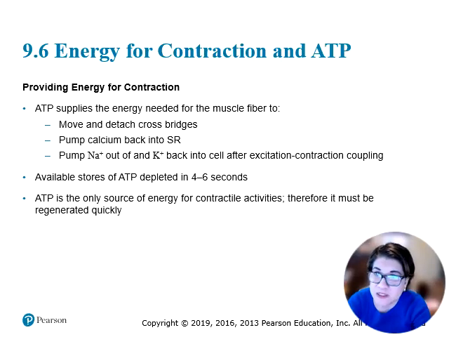Okay, ATP is what provides energy for contractions, and that's what causes it to detach from the cross bridges. And so you need tons of mitochondria, lots of glucose and oxygen to get your muscles energy. You need to breathe when you're exercising to get your muscles the oxygen they need.